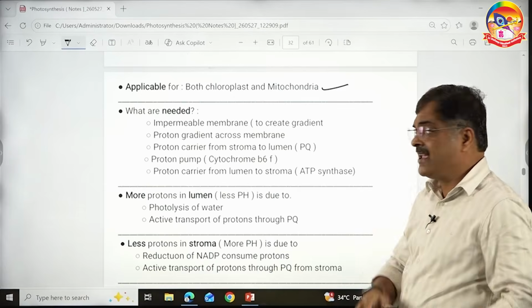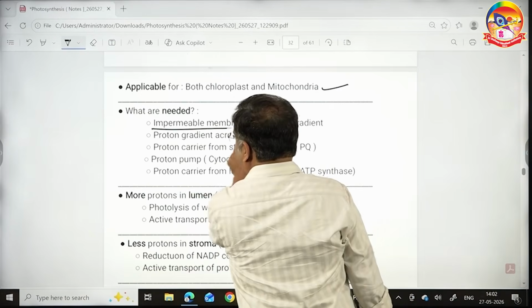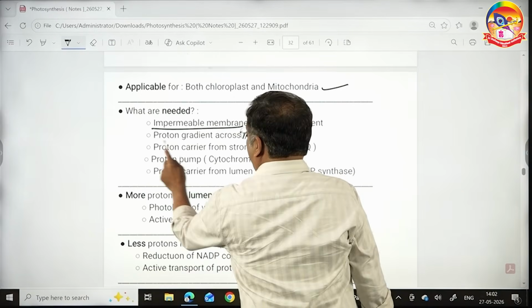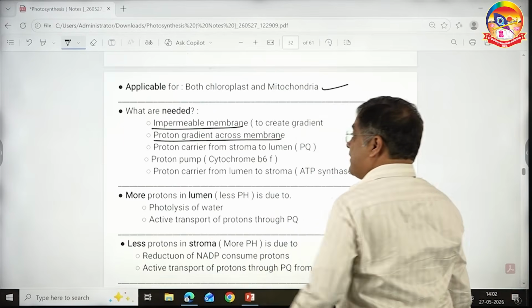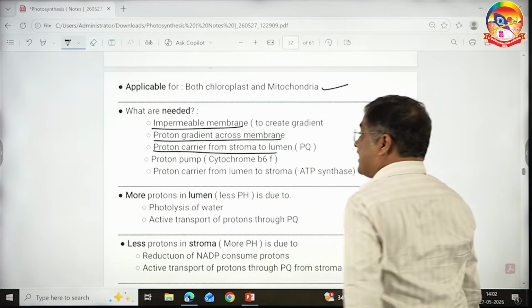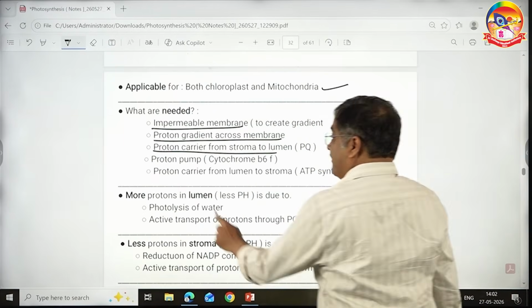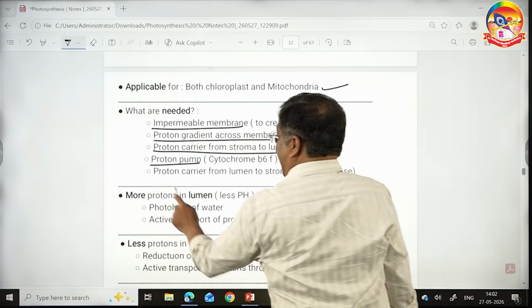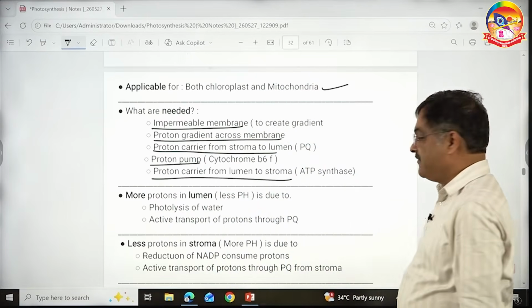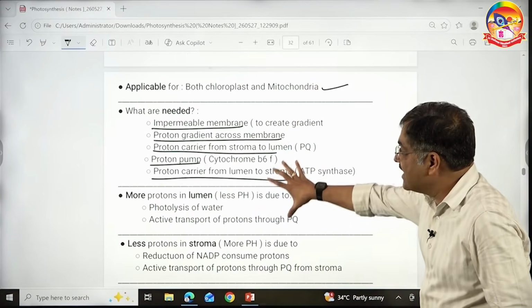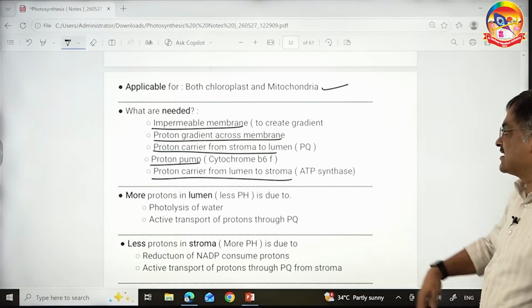What do we require in chemiosmosis? We require an impermeable membrane. We require a proton gradient across the membrane. We require a proton carrier from stroma to lumen. We require a proton pump. And we also require a proton carrier from lumen to stroma. All these are needed for chemiosmosis. We already discussed all that.